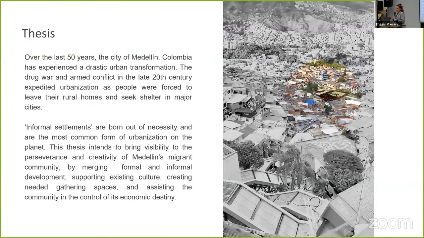Over the last 50 years, the city of Medellin, Colombia, has experienced a drastic urban transformation. The drug war and armed conflict of the late 20th century expedited urbanization as people were forced to move from their rural homes to seek shelter in major cities. So informal settlements are born out of necessity, and this form of urbanization is actually the most common on the planet. It's such an impactful topic that affects all of us everywhere in the world as the population continues to increase and space continues to be more occupied.